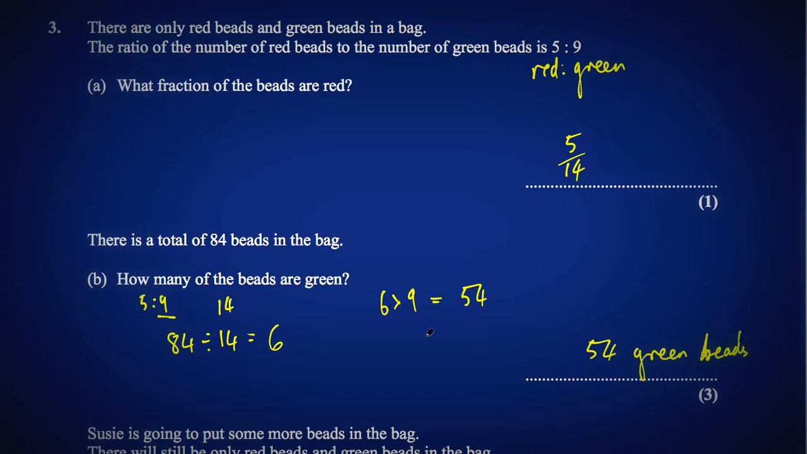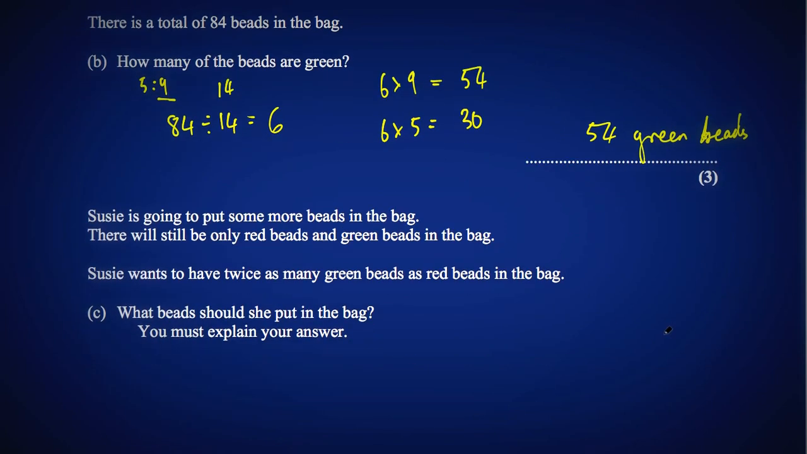And I want to check that I've got that right by looking at the other colour in the bag, which is 5 times 6, or 6 times 5 if I'm going to use the same working as I did on the line before. So 6 times 5, which is 30, and 30 and 54 add together to make 84, so I know I've got the right number of green beads there.